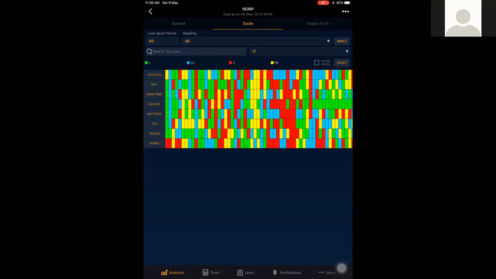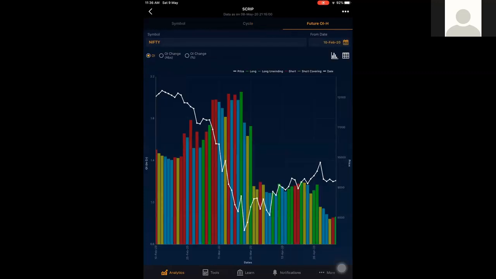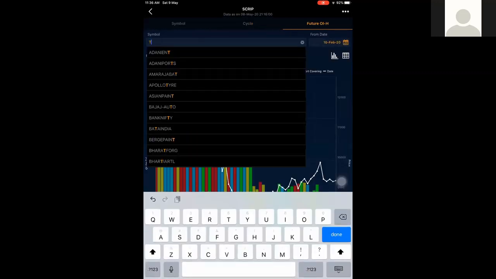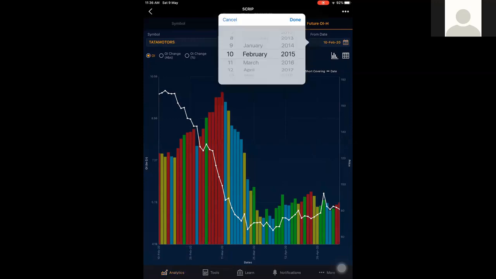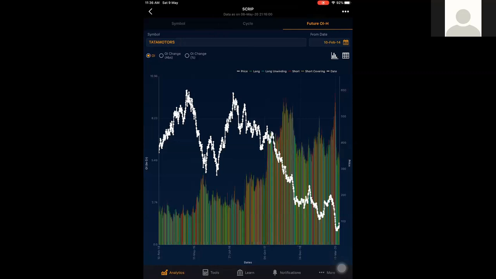I won't go by the stock specific, but just taking one case. If I take the future OI, say Tata Motors, this is the Tata Motors OI one. Okay, first time volume has dropped down to half. The pro user can look at the historical data since inception. So I'm looking from 2014, or you have 2008 data also. So you can have as many look backs.